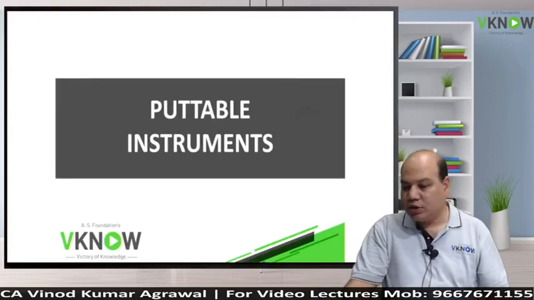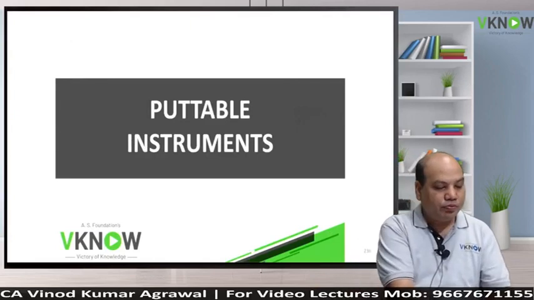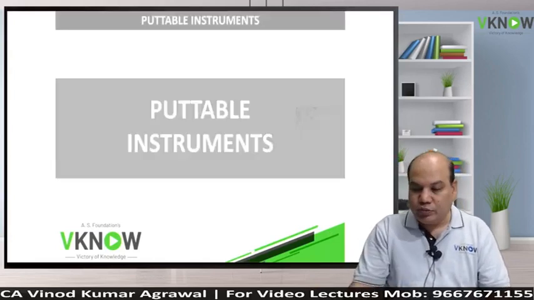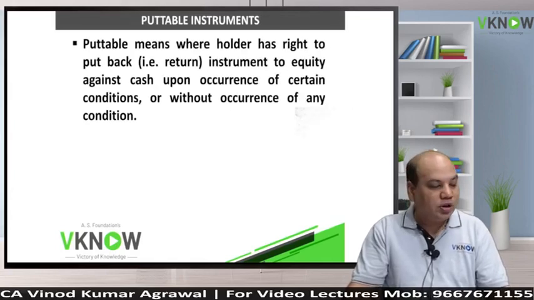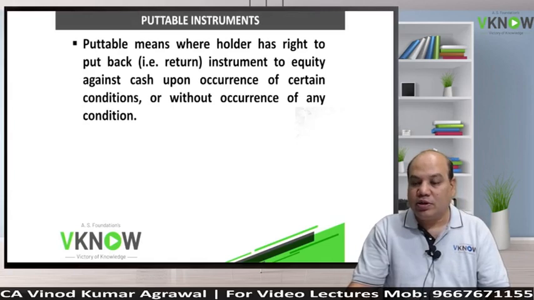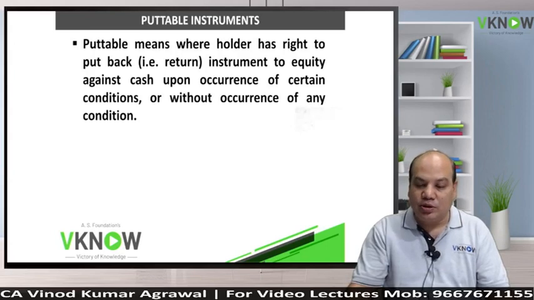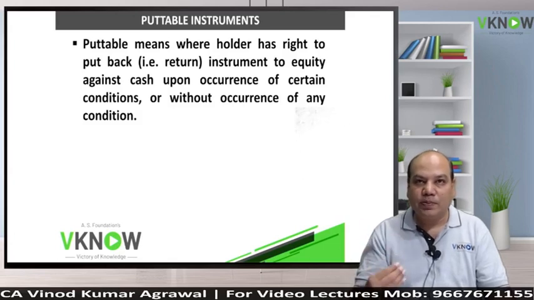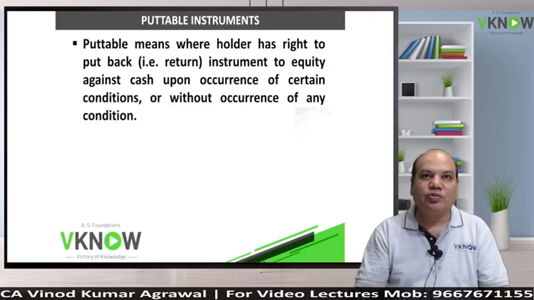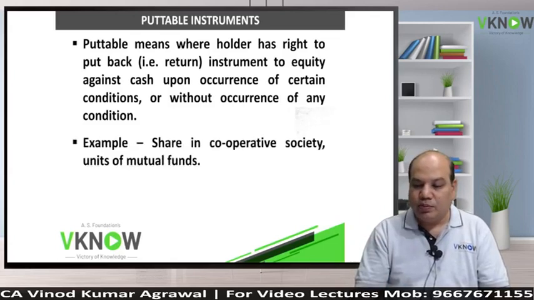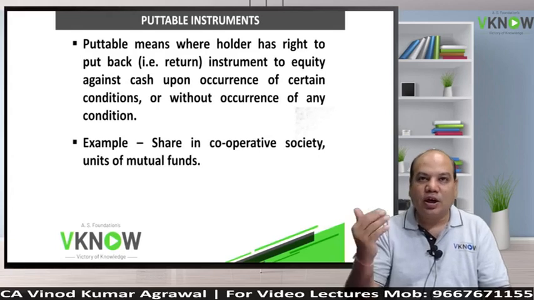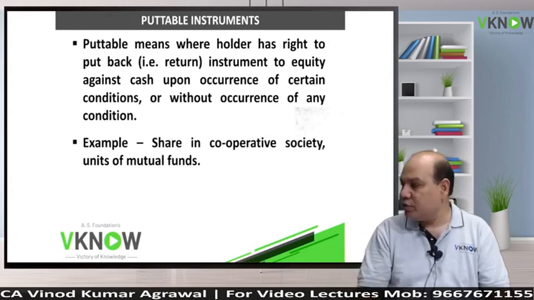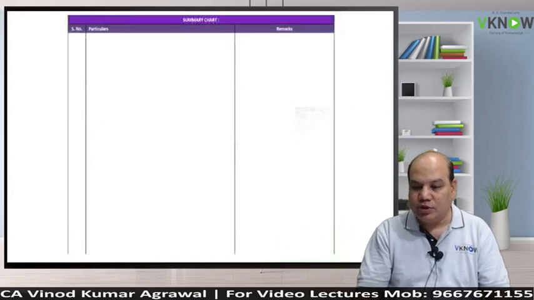So come to the next concept called putable instrument in your book. Putable instrument, paragraph 18. What are putable instruments? Actually, this I had told you. Putable means the investor has the right to put back, the right to return the instrument to the entity against cash upon occurrence of certain condition or without occurrence of any condition. That means if you are the holder of the instrument, you can put it back and ask for the cash. Examples are units of mutual fund, shares in cooperative society.